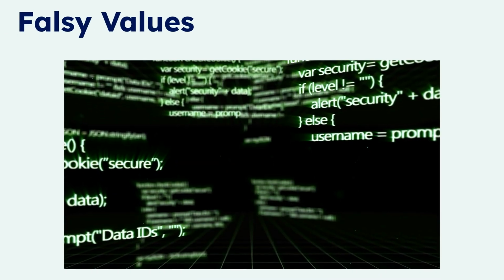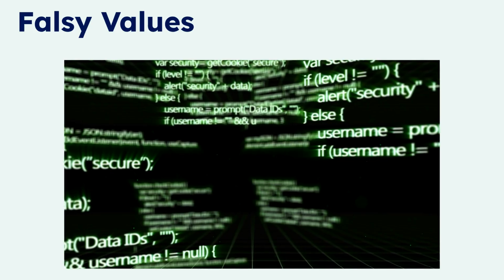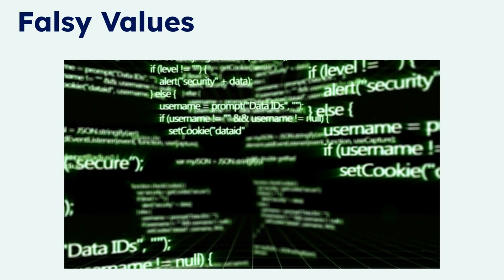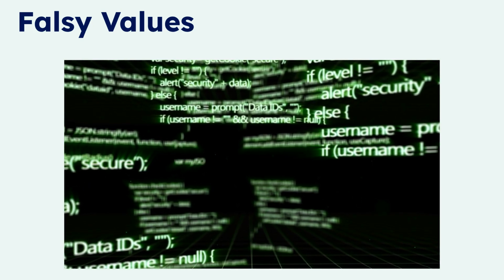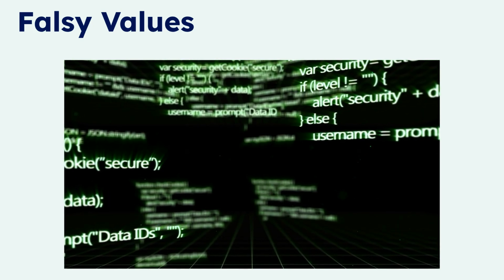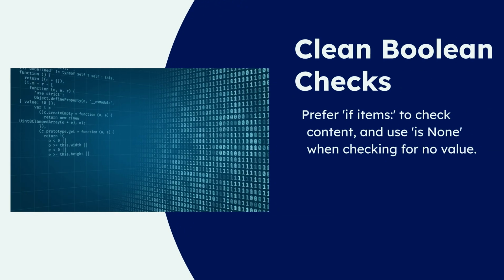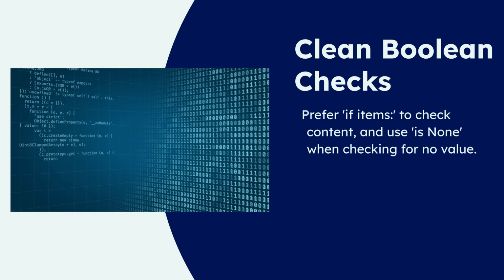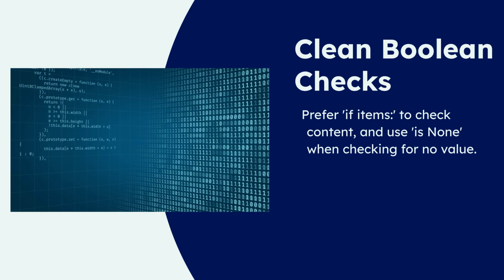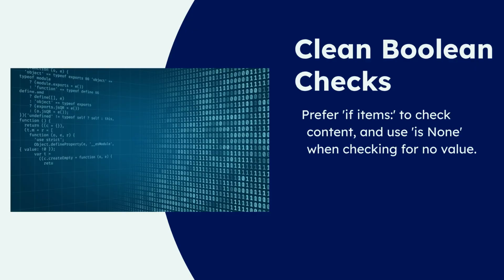In Python, empty collections and zero values are considered falsy, meaning they evaluate to false in a Boolean context. Examples include zero, empty strings, empty lists, empty dictionaries, and None. For checking if a collection has content, use a direct check like if items. For checking if a variable holds no value, use is None. This is cleaner than explicit comparison to True or False.